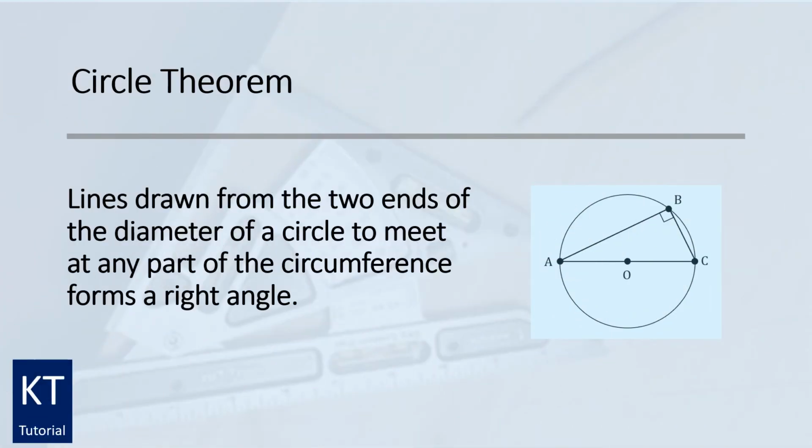And in circle theorem, when lines are drawn from two ends of the diameter of a circle to meet at any part of the circle's circumference, they would form a right angle.